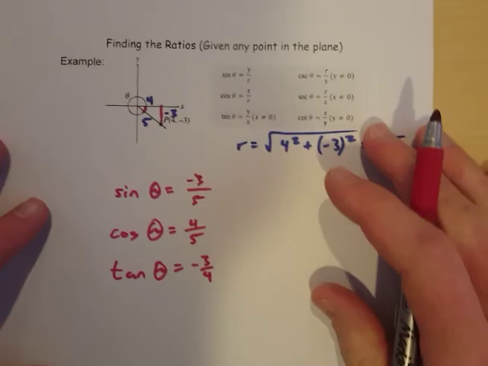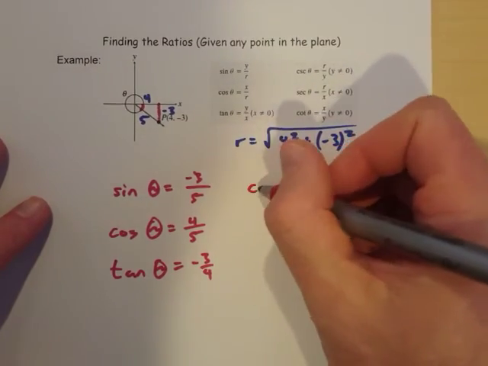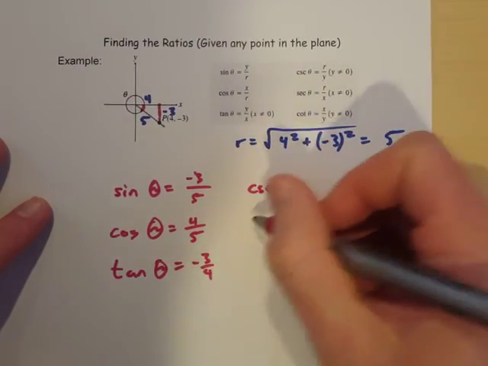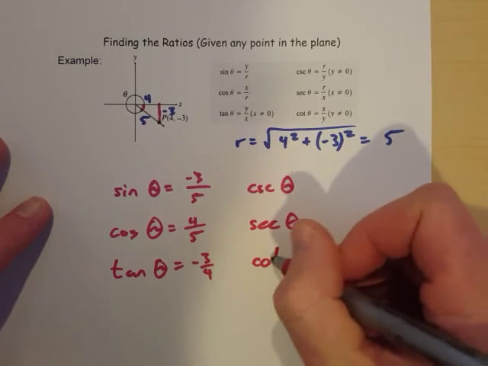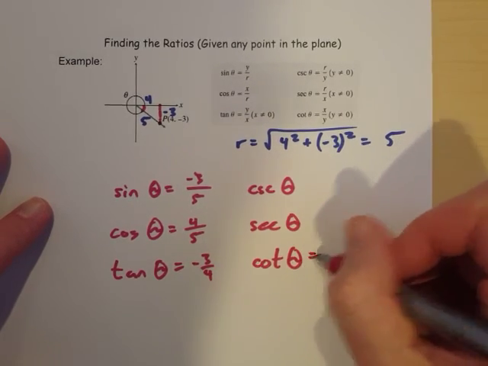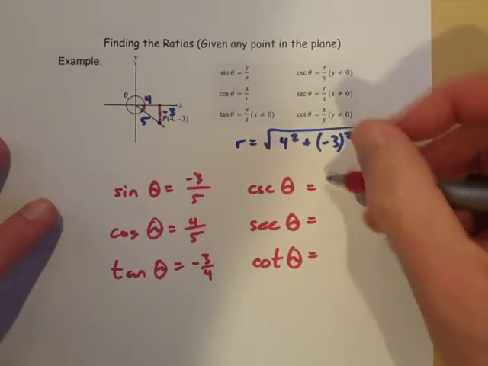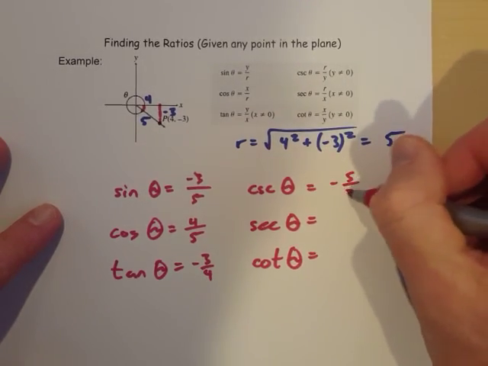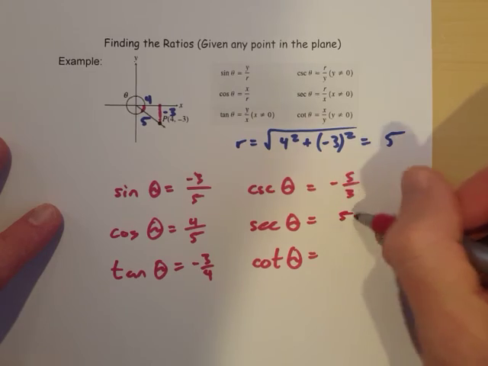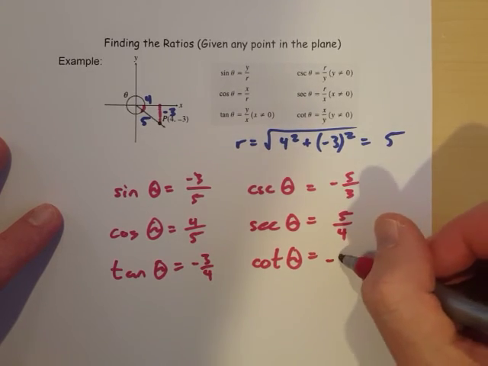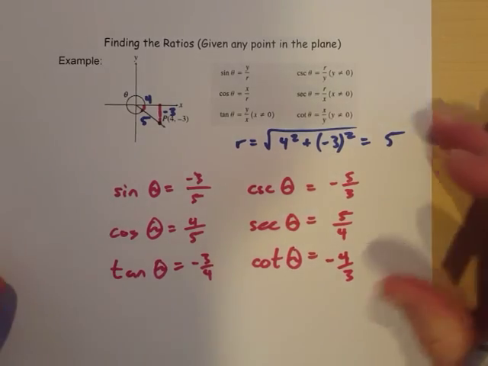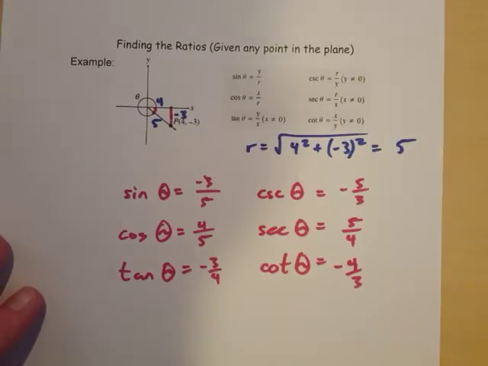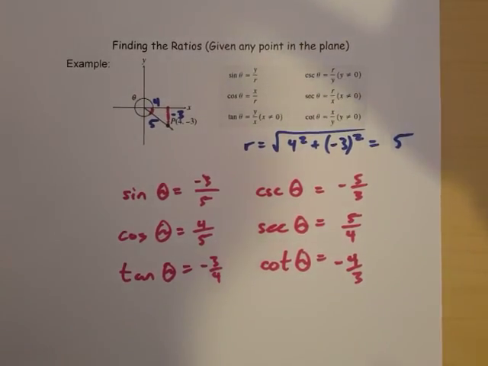And like before, as I've mentioned, we can do the other ones, the cosecant, secant, and cotangent by simply flipping the ratios from their originals. So negative 5/3, 5/4, and negative 4/3. And that gets us all 6 ratios for this point in our trig angles.